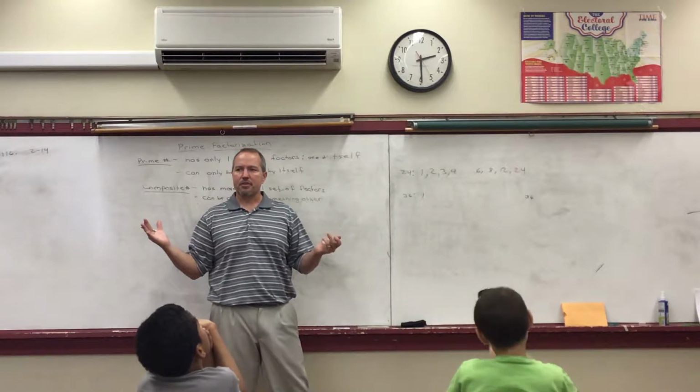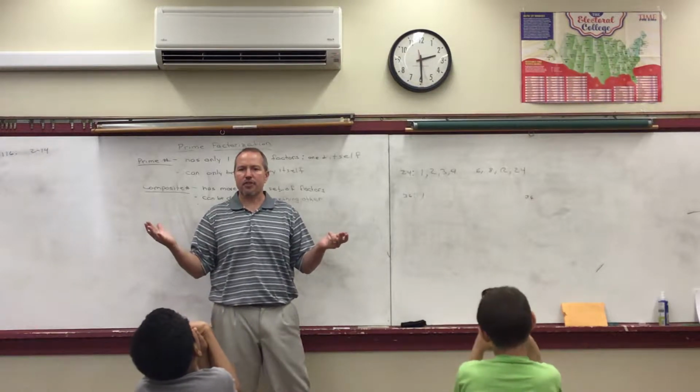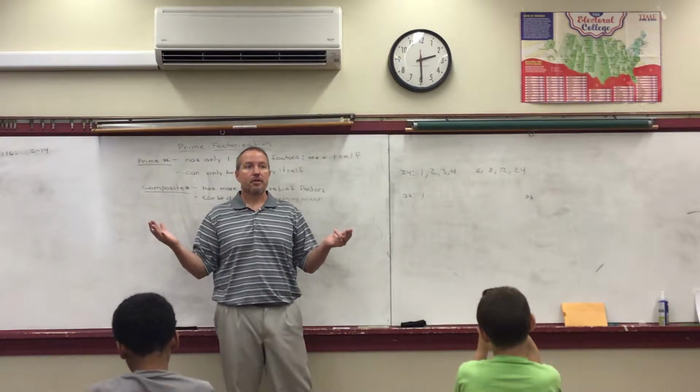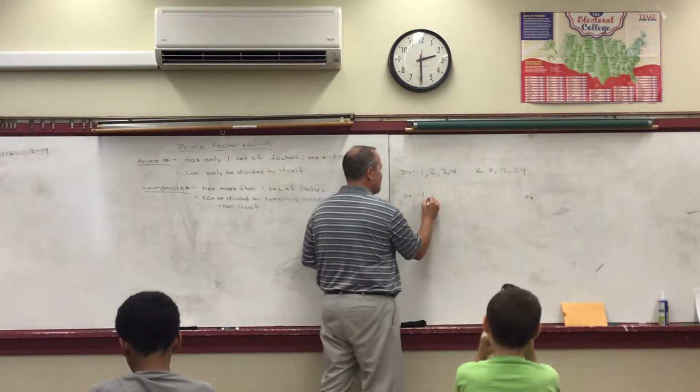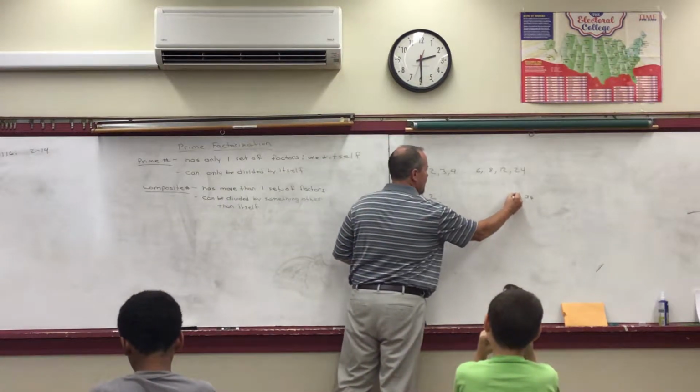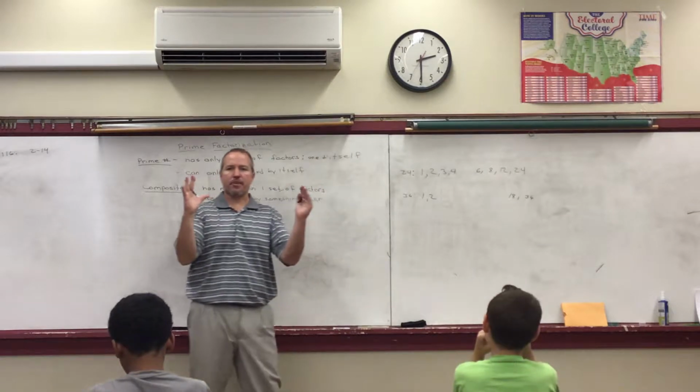36 divided by 2 is? You have calculators. 36 divided by 2 is? 18. So now we have 2 and 18. The walls have closed in.